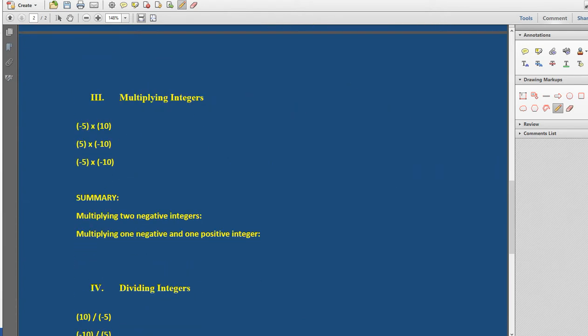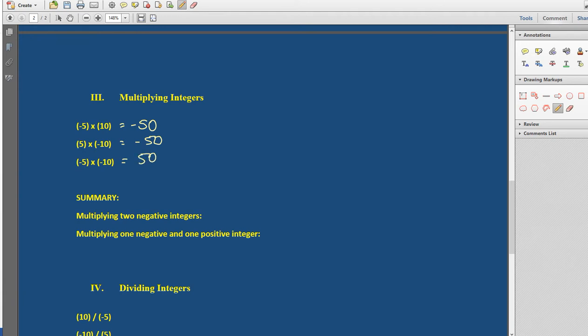Multiplication and division is actually easier because there's just a couple rules and they're the same for both. So when we have a negative multiplied by a positive, we have -5 times 10, -50. Again, there's just one negative in here, -50. Now we have a negative times a negative, which is a positive.